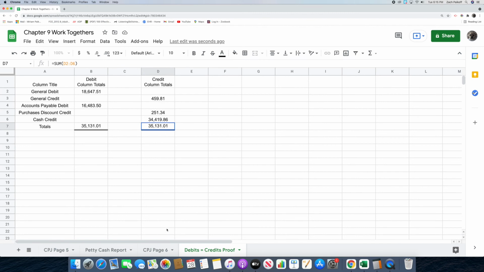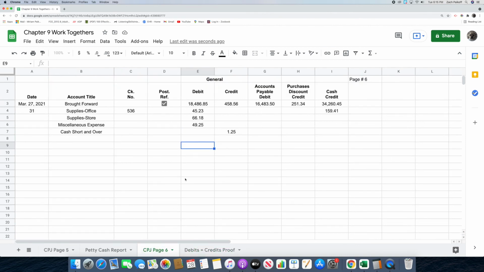The next thing that we're going to do is return back to Cash Payments Journal page 6 and draw a single line rule here. And then we're going to record the totals in the appropriate column. So the total in the general debit column was $18,647.51. The total in the general credit column was $459.81.